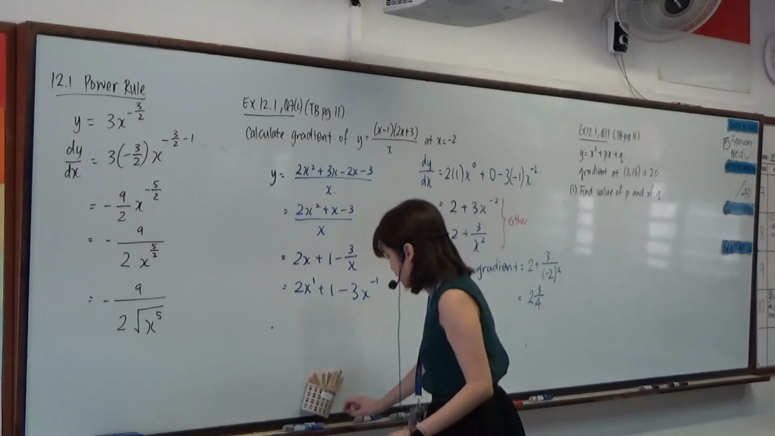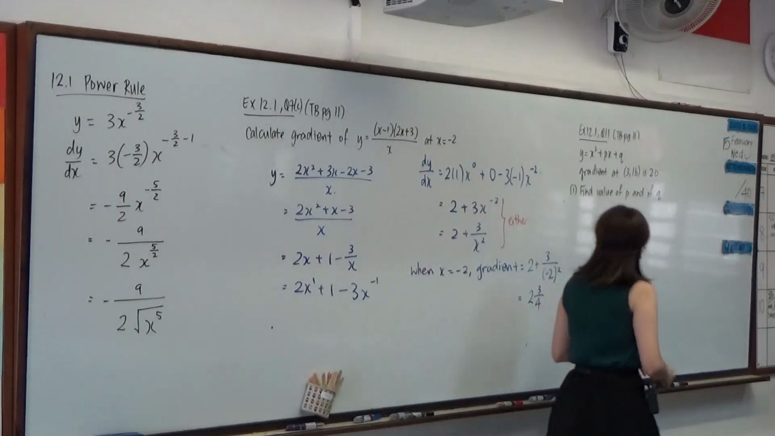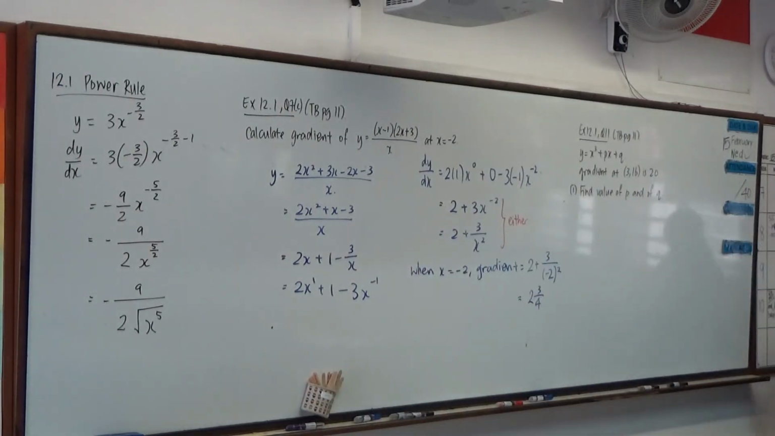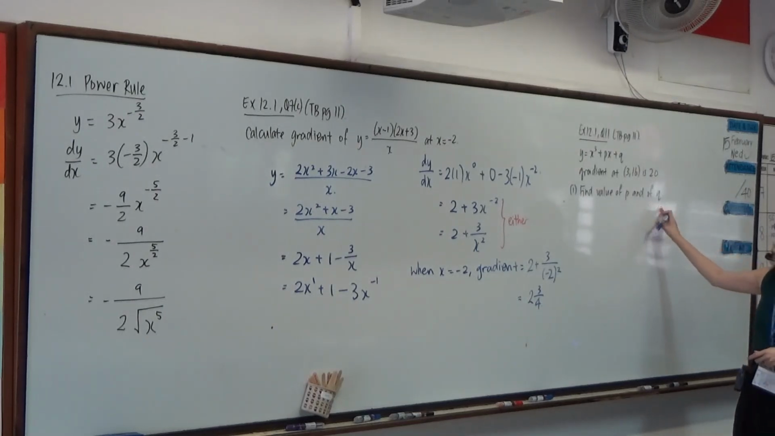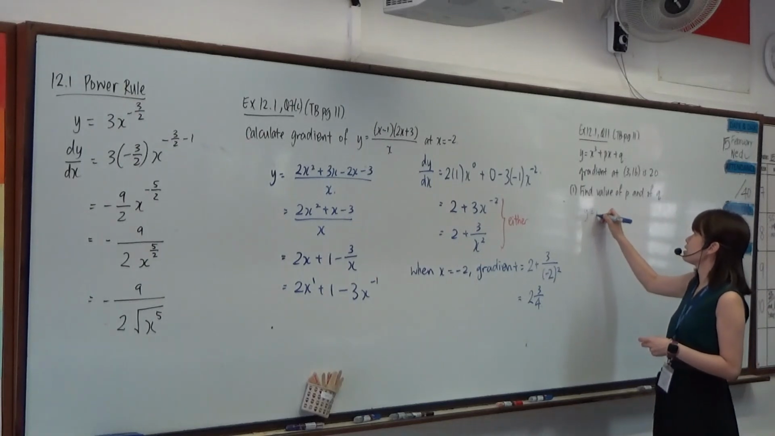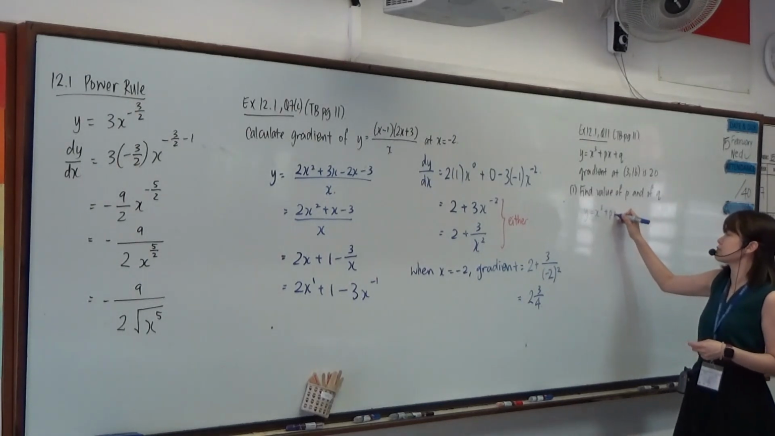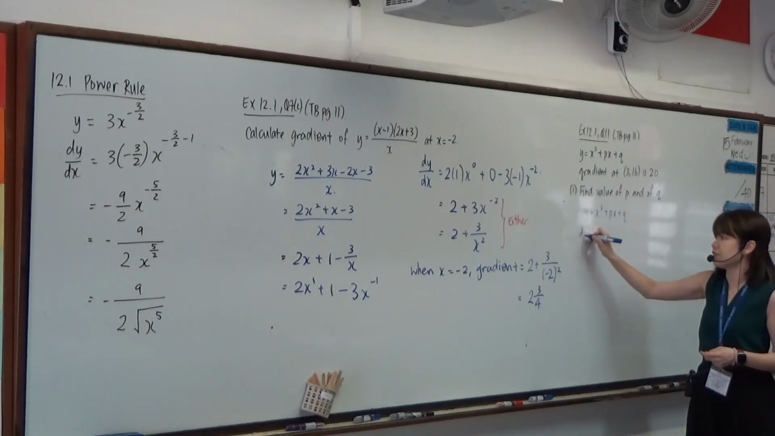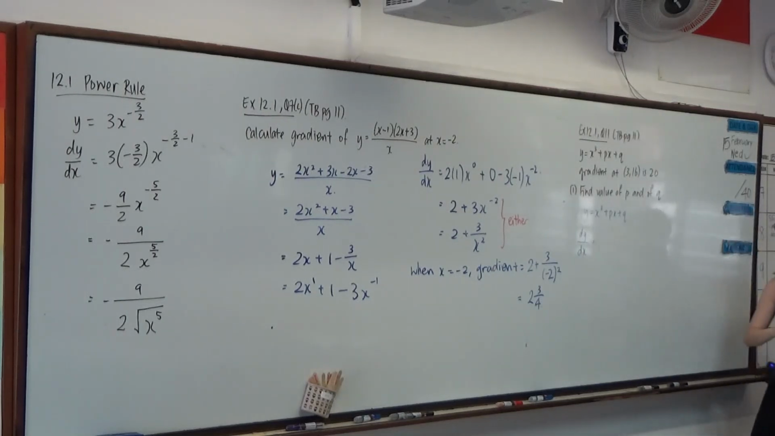We have to work backwards in this question. We are given the equation of the curve, which is y equals x cubed plus px plus q. The gradient at the point (3, 16) is 20. We need to find the constant values p and q. So, given y equals x cubed plus px plus q, we first differentiate it to find out what the expression for our gradient is.